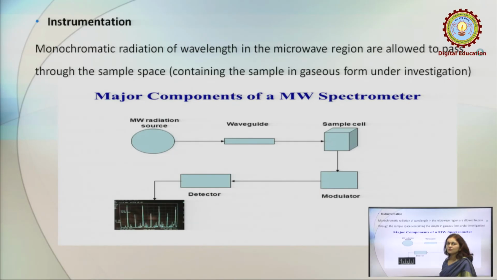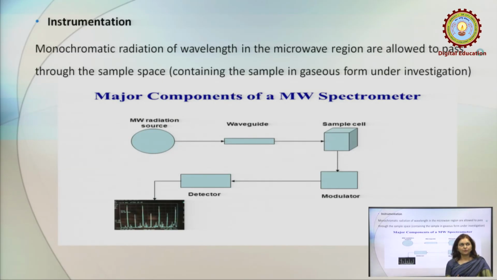Now, come to the instrumentation part. Monochromatic radiation of wavelength in the microwave region is allowed to pass through the sample. Instrumentation parts: first of all, this is the microwave radiation source. This is the waveguide through which the radiation is passed. This is the sample cell, this is the modulator, and this is the detector.